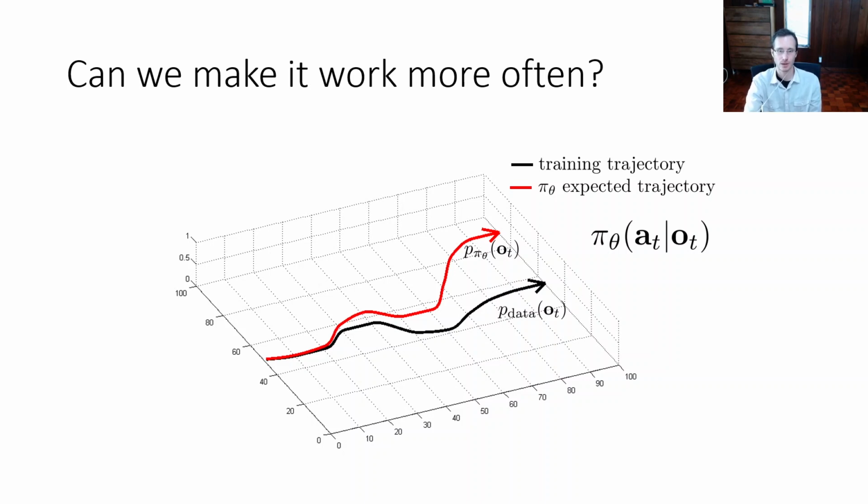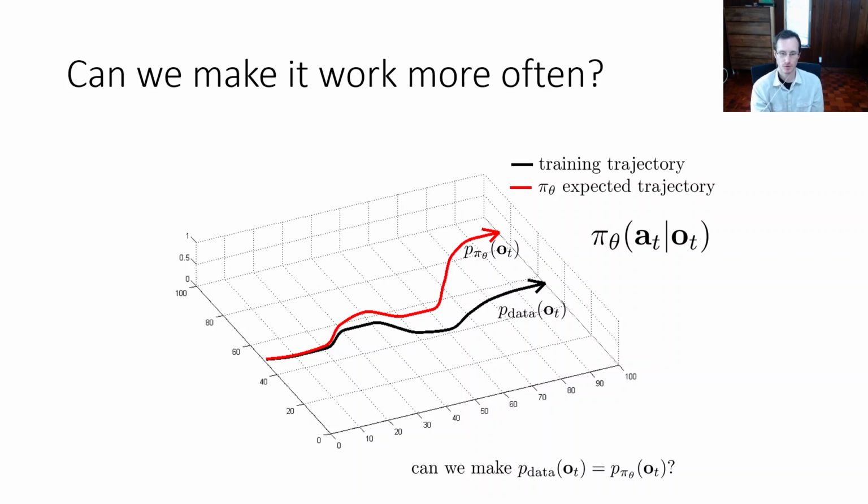More precisely, the problem can be described as a problem of distributional shift, meaning the distribution of states under which the policy is trained, p data, is systematically different from the distribution of states under which it's tested, which is p pi theta. And so far, a lot of what we talked about are methods that try to change the policy so that p pi theta will stay closer to p data by making fewer mistakes.